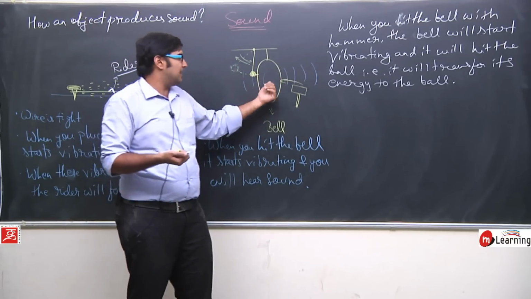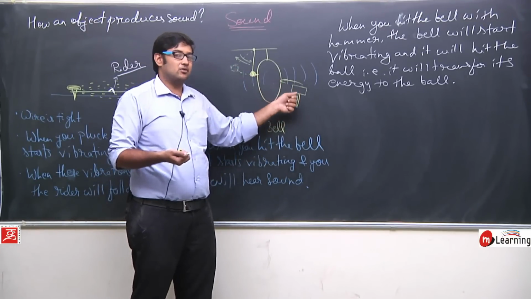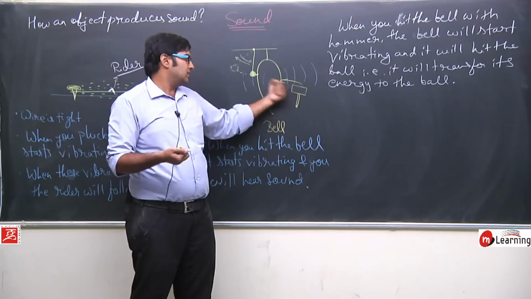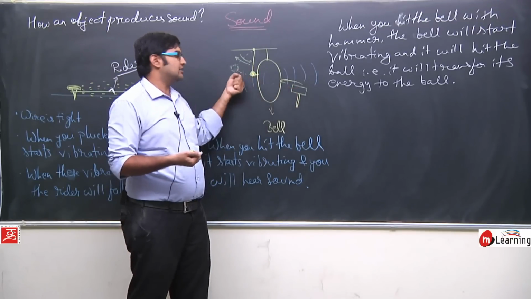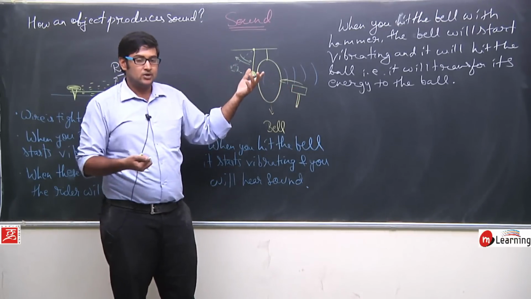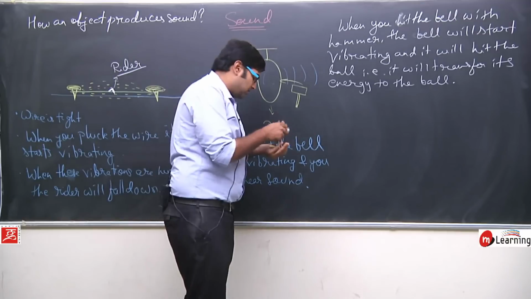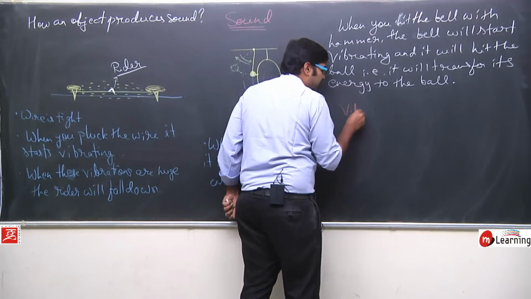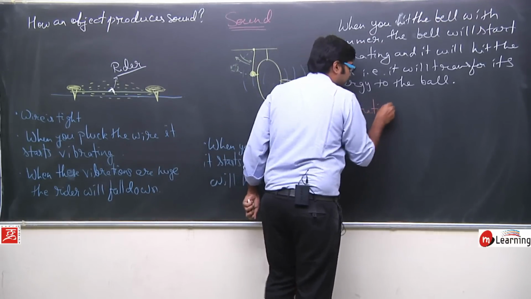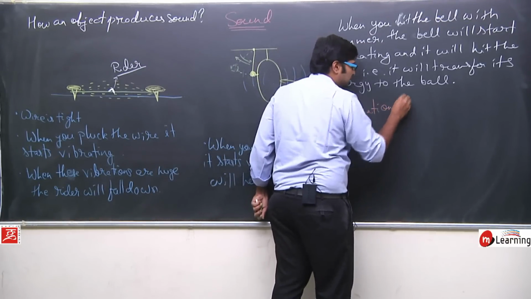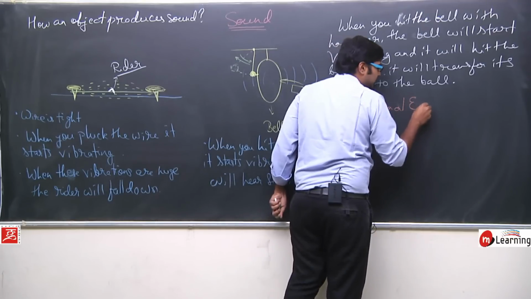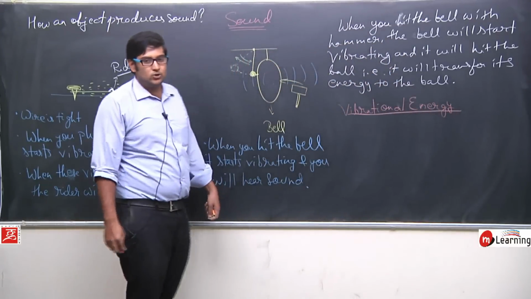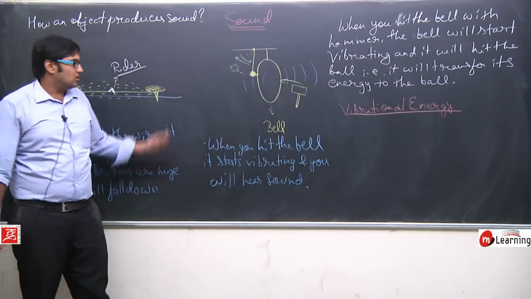Now from where did this bell get energy? By hitting this hammer. Okay, when we hit this bell with this hammer, we are transferring the energy to this bell, and this bell is transferring the energy to this ball. Okay, so we have something here which we call vibrational energy. What is vibrational energy? It is energy due to vibration of an object.